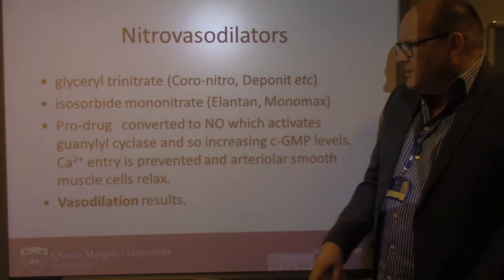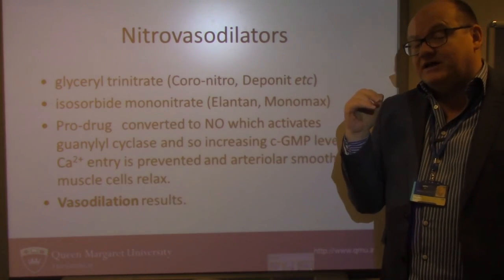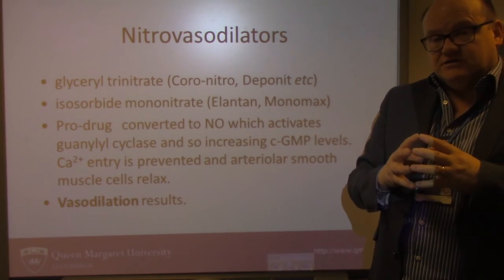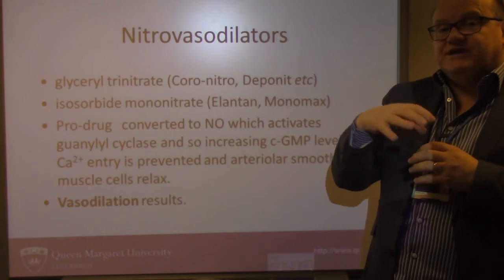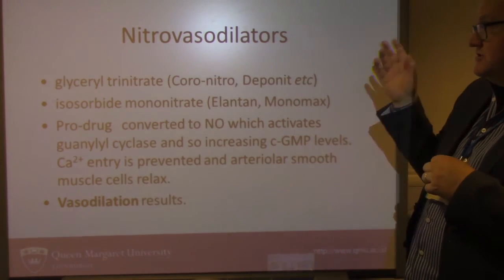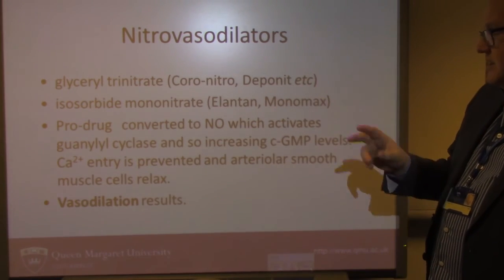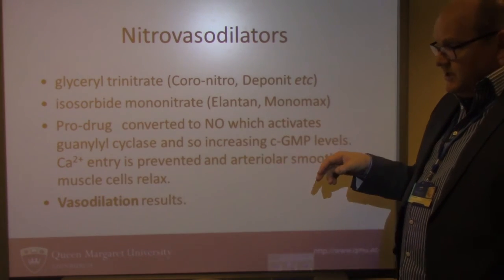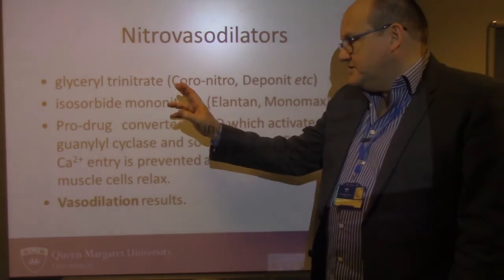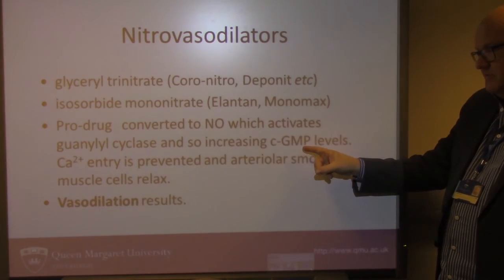Now, these drugs are what we refer to as prodrugs. We mentioned them way back at the beginning. That is drugs that are given that in themselves are inert, but the metabolic processes within the body convert them to an active ingredient. So your nitrate vasodilators, like glycerol trinitrate, get converted within the body to nitric oxide. Nitric oxide activates guanylyl cyclase. That increases the levels of cyclic GMP.